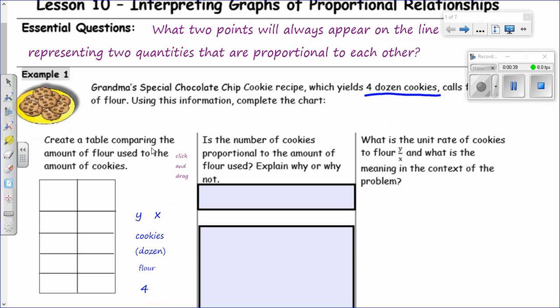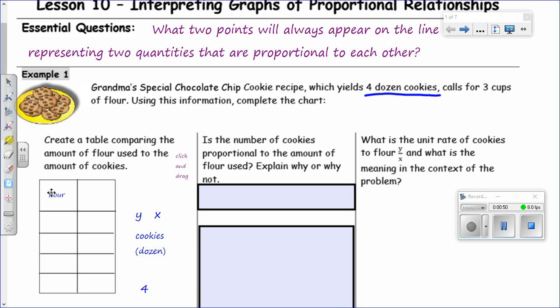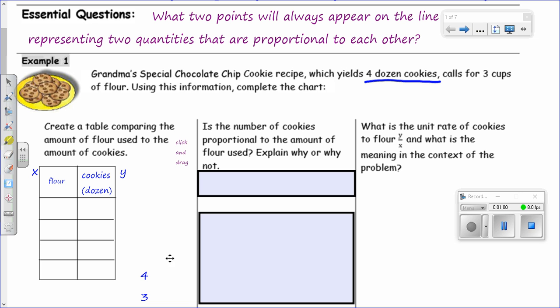So let's go ahead and complete the chart. What do you think is the x and which one is the y? We're going to say that if we have the flour, then we can make a certain number of cookies. Okay, so the flour is going to be our x and the cookies are going to be our y. So now where do 4 and 3 go? 4 dozen cookies needs 3 cups of flour.